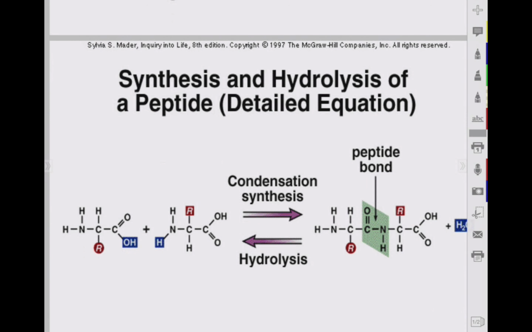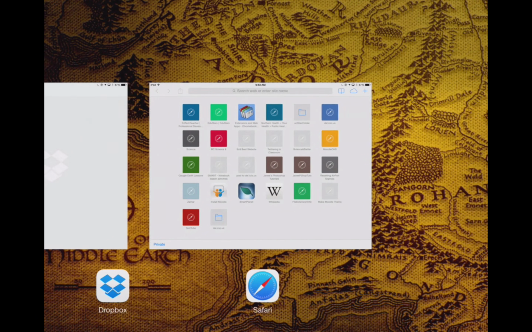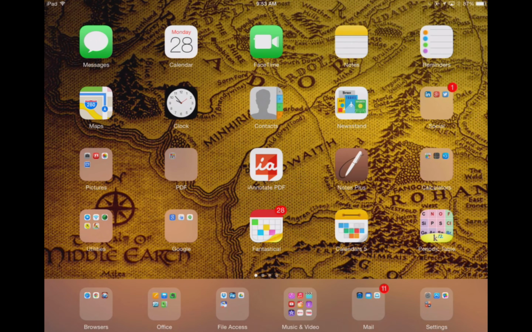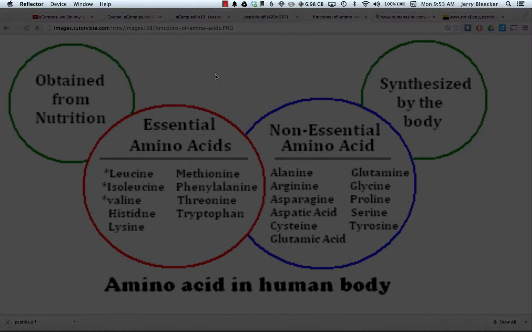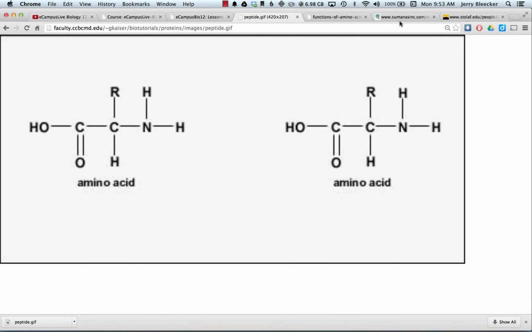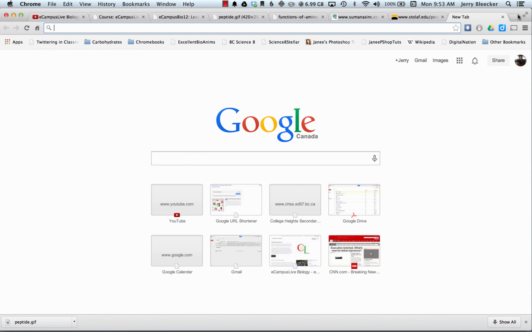Let's pop out of this for just a second. Let's pop out. There we go. And look at what some of the amino acids, what their appearance is. Let's see here. I thought I had that tab up. That's okay.